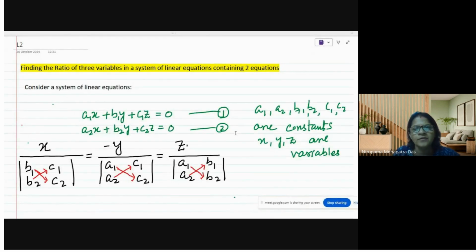So can we solve the system containing three variables and two equations? Of course, the answer is no. But what we can do is find the ratio of these three variables. For example, if we have the system containing these two equations, a1x plus b1y plus c1z equals 0 and a2x plus b2y plus c2z equals 0, where a1, b1, c1 and a2, b2, c2 are constants, and x, y, z are variables. As I said, we can't find the values of x, y and z if the number of equations is less than the number of variables. So here we can find the ratio of x, y and z.